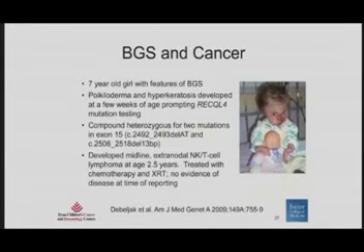There has been one case of cancer described in Baller-Gerold syndrome in a 7-year-old girl who had the poikiloderma and hyperkeratosis. She was tested for RECQL4 mutations and was found to have them, and she developed a lymphoma at age 2.5 years.